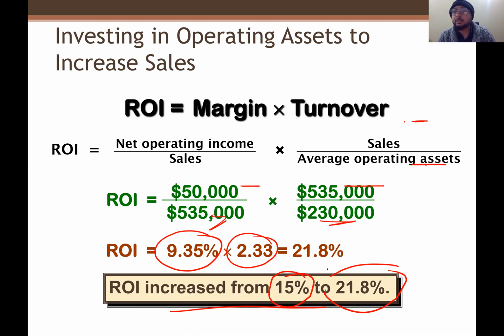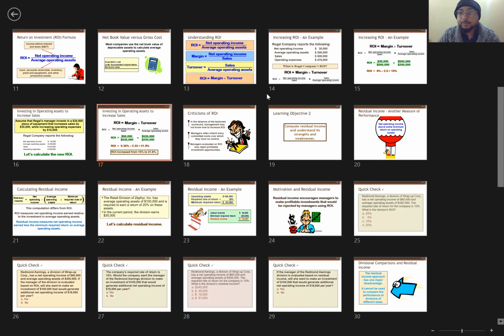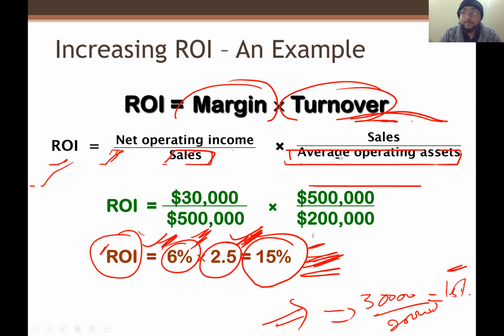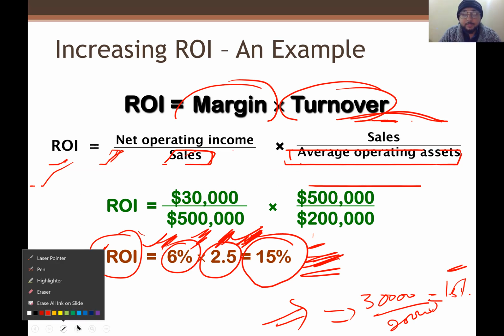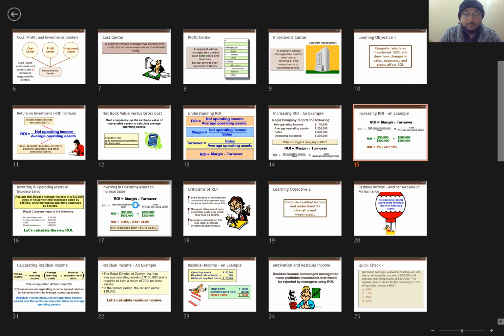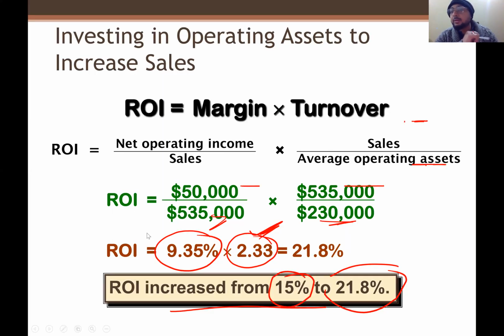But if the manager being evaluated is the cost center manager, who is to control the costs, right? So he is evaluated based on turnover. So look at that. Previously, the turnover was 2.5, and now the turnover is 2.33.